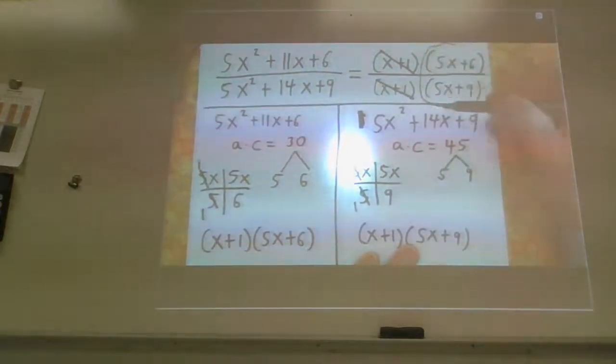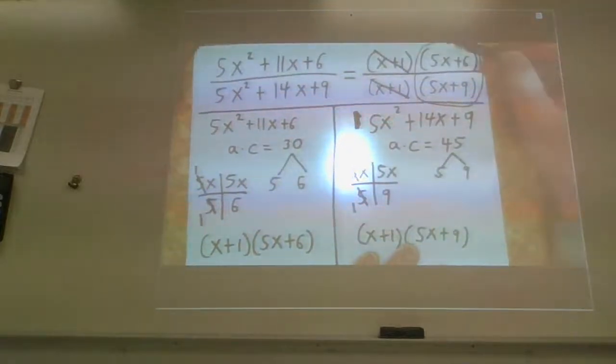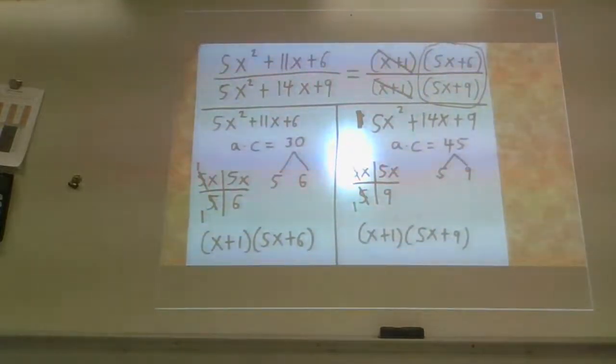But in the end, the x plus 1s cancel, and you're left with this. Nothing else can simplify from that fraction in the top right. The 5x's cannot cancel. The 6 and the 9 cannot reduce. The only way that something would cancel from the top to the bottom is if they matched exactly. Hold on, let me repeat that statement because I have an example I want to show you that's not on the quizzes. The only way that something is going to cancel from the top to the bottom is if they match exactly.